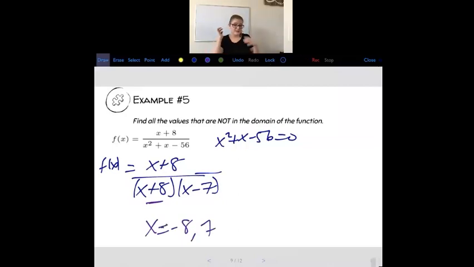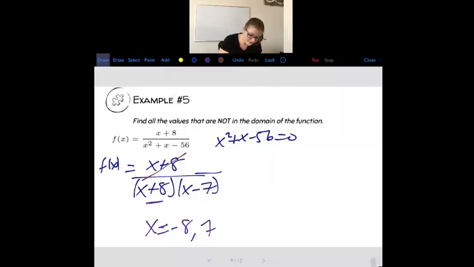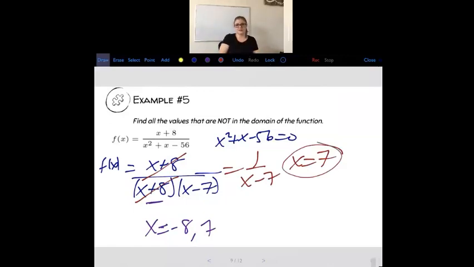The reason why I wanted to talk about this example is when you're talking about the domain of a function, you don't cancel. Domain is always taken from the original function that you're given. So for instance, and I'm going to write it in red to show you that it's not correct, if you were to cross off x plus 8 and get 1 over x minus 7, the only value you would tell me that's excluded is 7. However, you take the values of the domain from the original, so x cannot be -8 or 7.